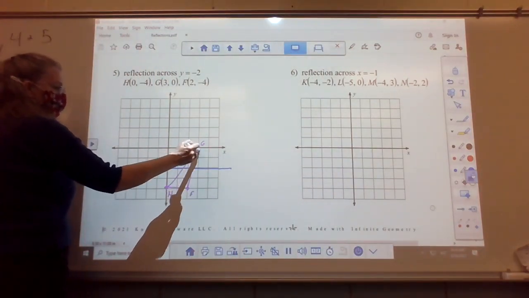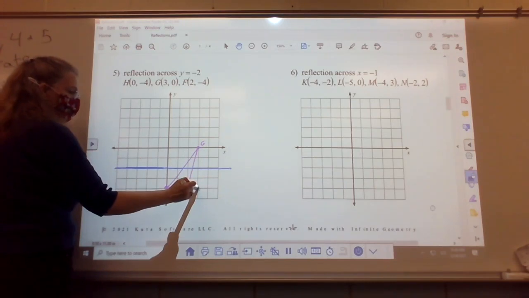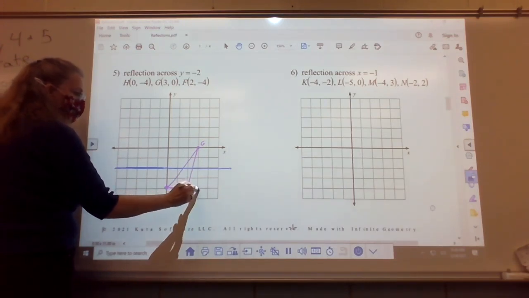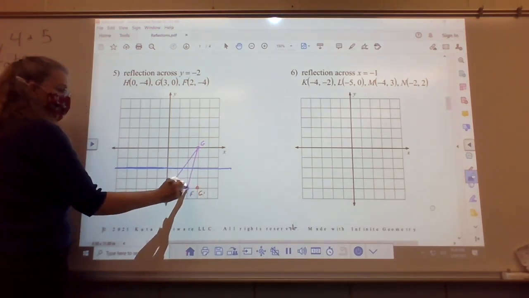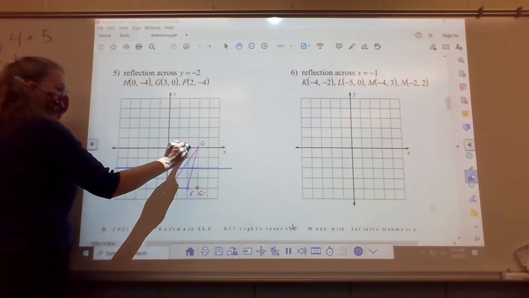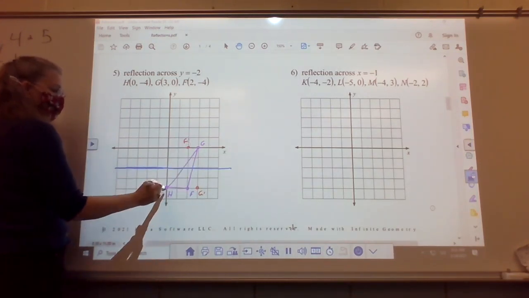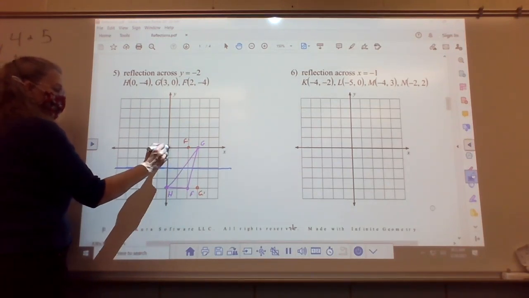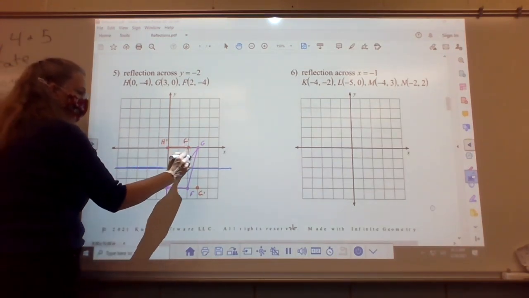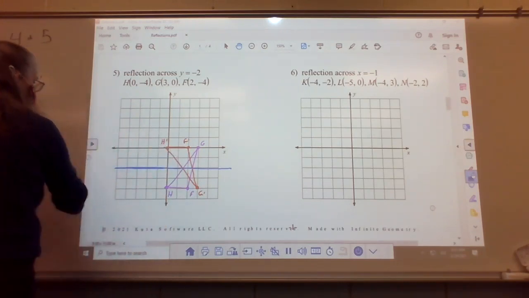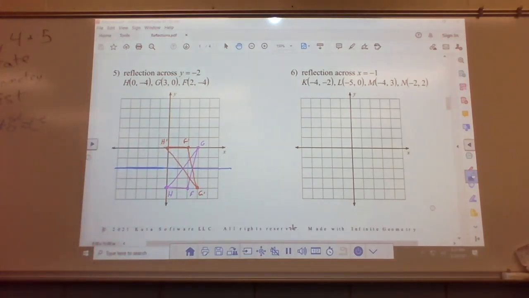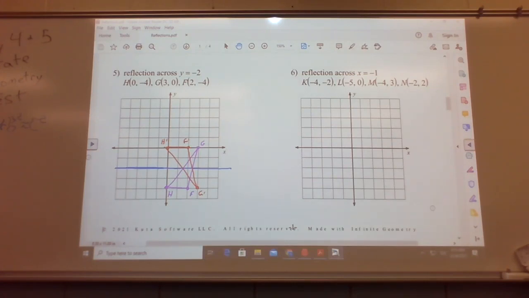So G is above, so I'm going to go below. F is below, so I have to go above. H is below, so I have to go above. On the line? It just stays on the line. It doesn't move. So that was number 5. Like I said, pretty much the same thing as what we've been doing. The only difference is you had to graph the original.